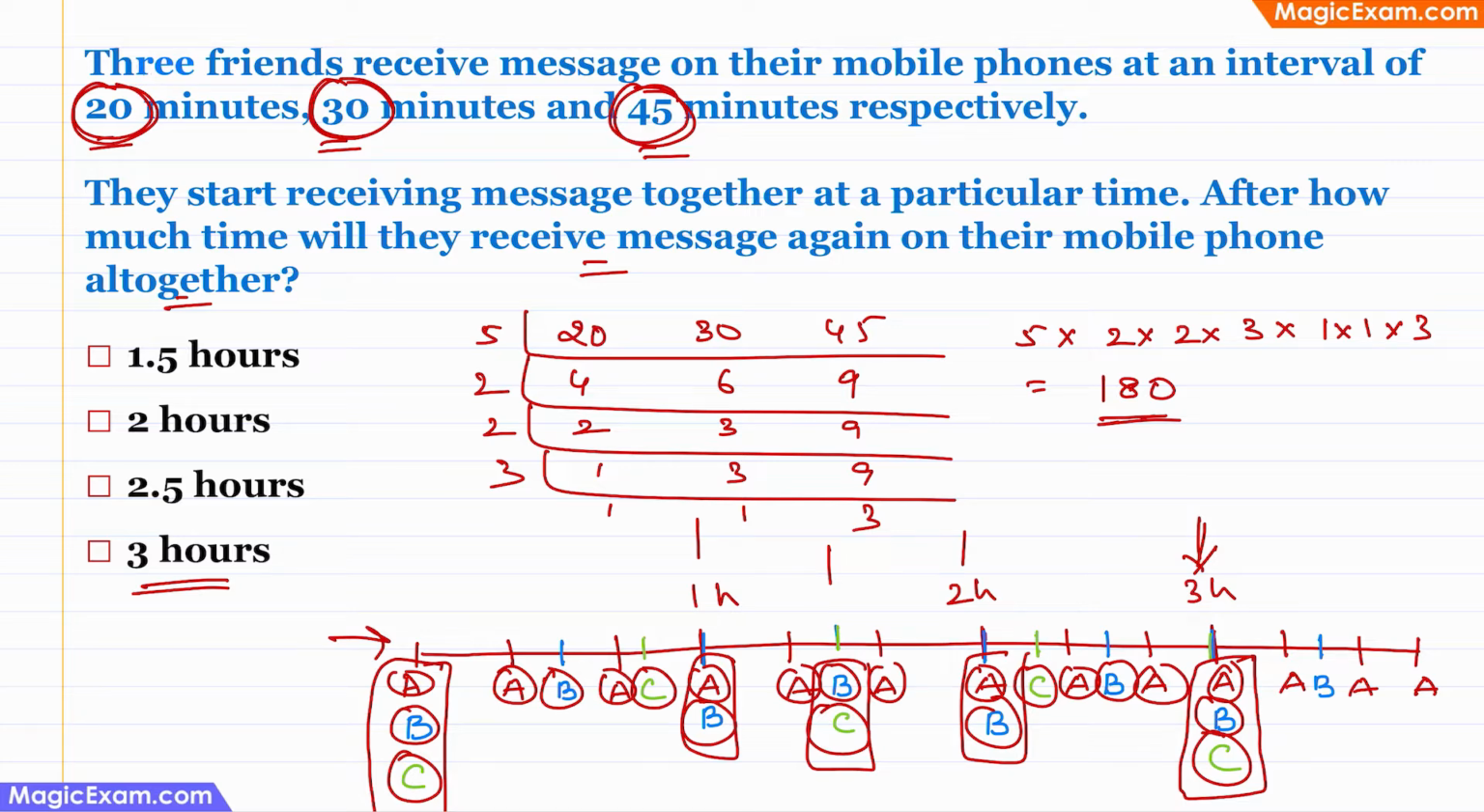So 180 divided by 60, because we have to convert it into hours. So 180 divided by 60 is nothing but 3 hours. So we come to the same answer, that is option 4.